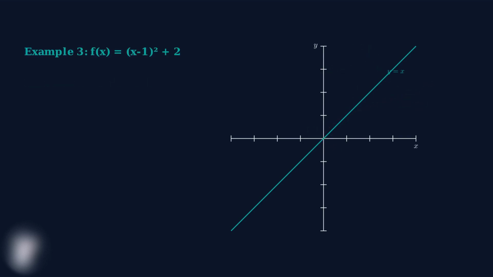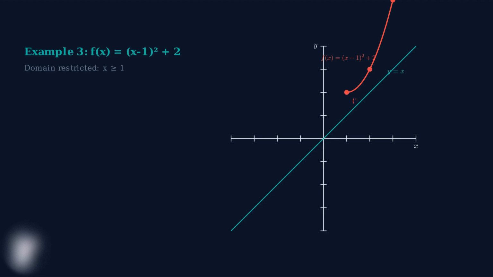Our final example uses a more complex quadratic function. F of x equals the quantity x minus 1 squared plus 2. This will demonstrate the reflection property with a parabola. Since this is a parabola, we need to restrict the domain to x greater than or equal to 1 to ensure the function is 1 to 1 and has an inverse. Here's the graph of our function, showing only the portion where x is greater than or equal to 1. This creates a 1 to 1 function that has an inverse.